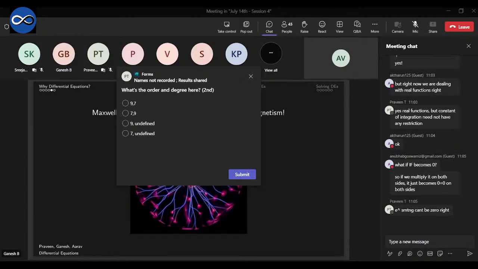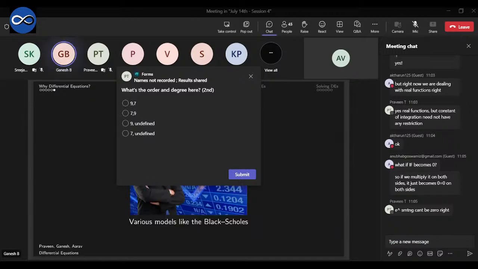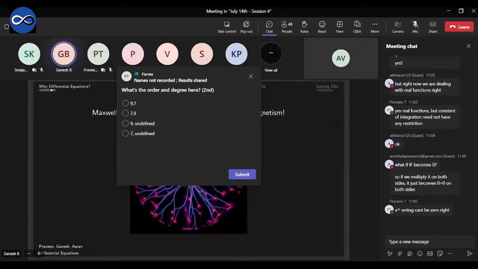And for Maxwell's equations, I'm sure you can find them anywhere.